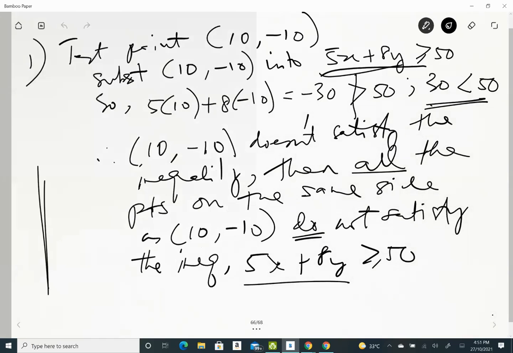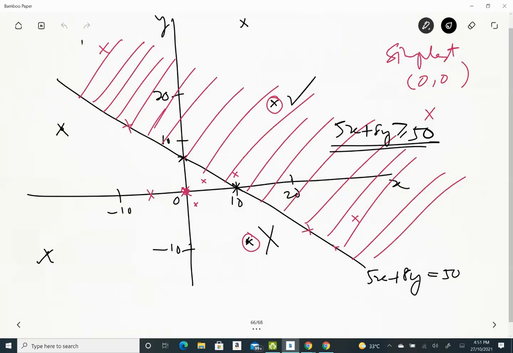Before we come to 0, 0, we know that the test point we chose does not satisfy. And of course, you can test another point on the other side. Now, there is another option. From 1 and 2, you don't have to choose a point. If you don't choose a point, then how do you determine it?